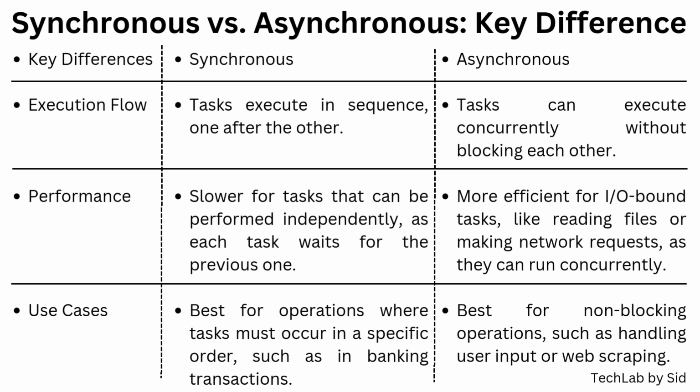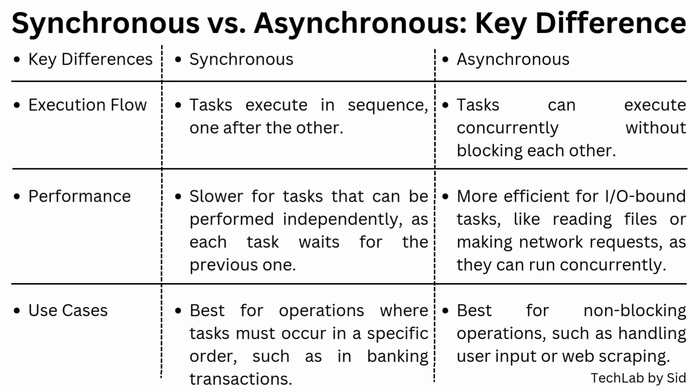From a performance perspective, synchronous execution can be slower for tasks that can be performed independently, as it requires each task to wait for the previous one to complete. Asynchronous execution, on the other hand, is more efficient for IO-bound tasks, such as reading files or making network requests, as these tasks can run concurrently without causing delays.